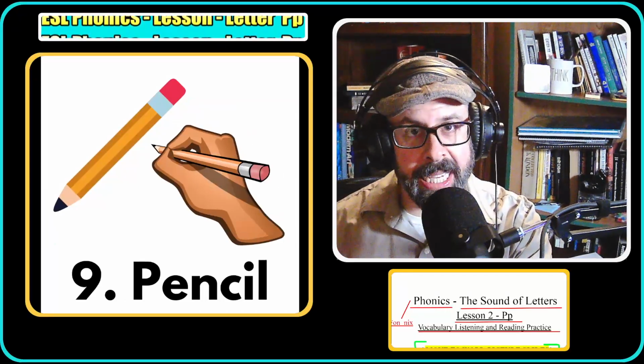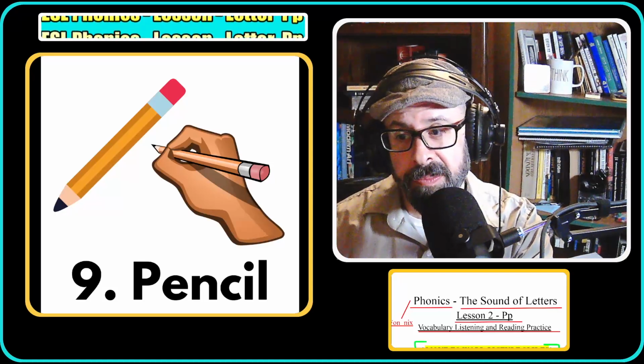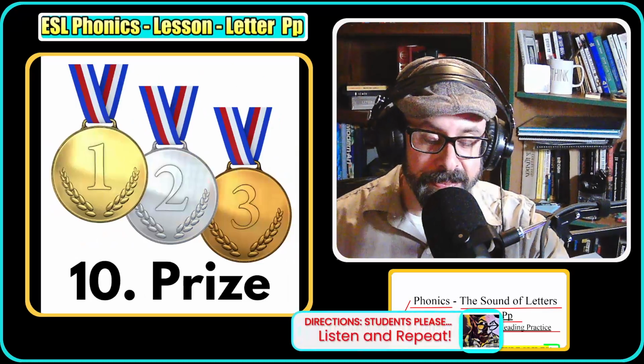Nine, repeat it. P, pencil. P, pencil. Okay, number nine, P, pencil. Ten. P, prize. P, prize. Number ten, P, prize.